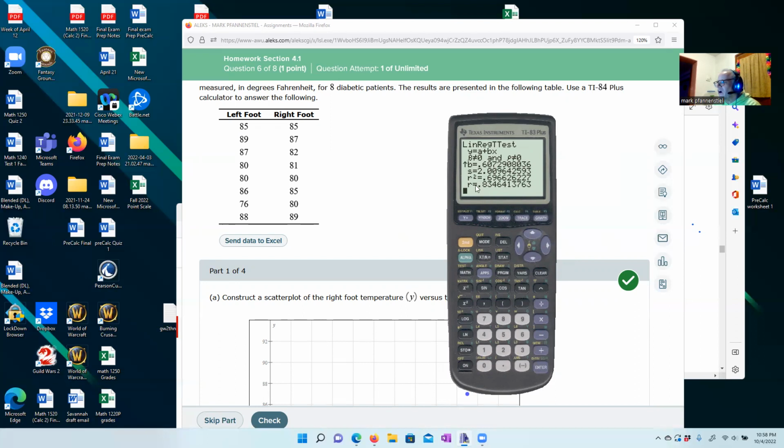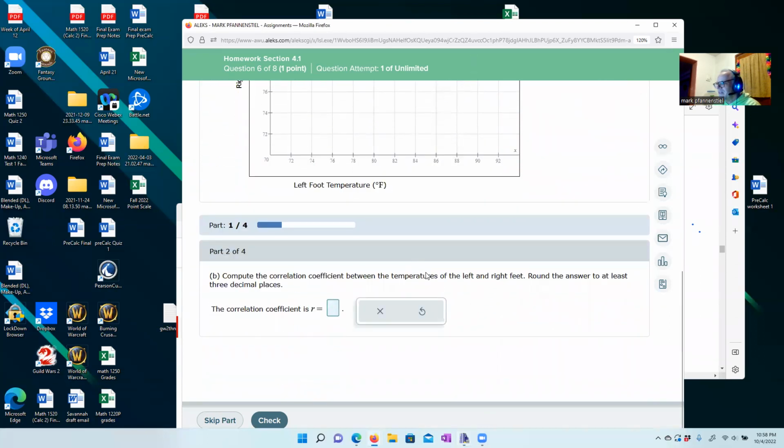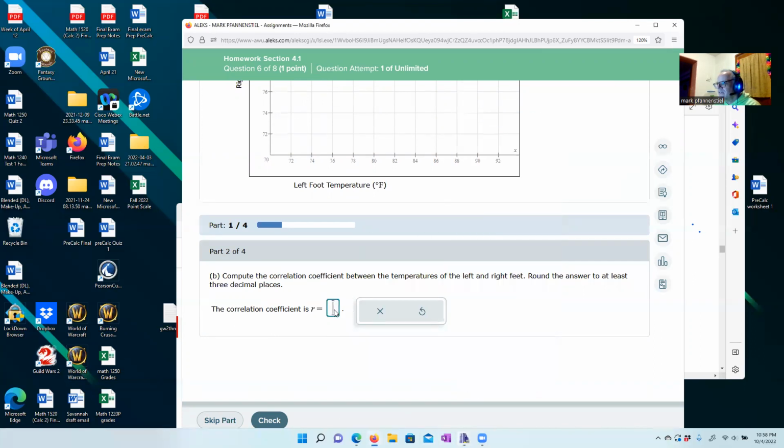And we have an R. How many decimal places did they want? Let's see here. They want 3 decimal places. We'll go back to here. We'll say that's going to be 0.83, I guess 0.835. This 6 is going to round this 4 to a 5. So we're going to say 0.835.